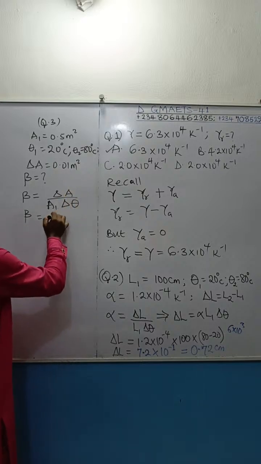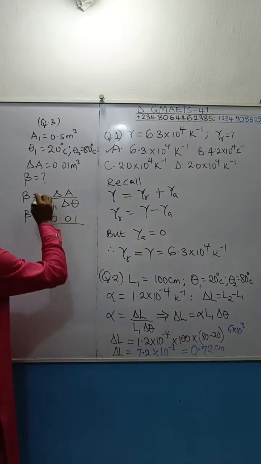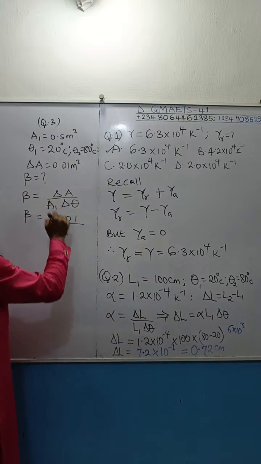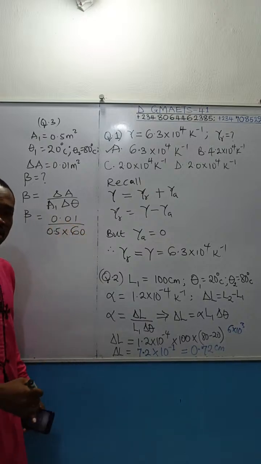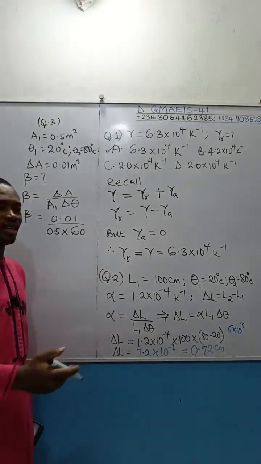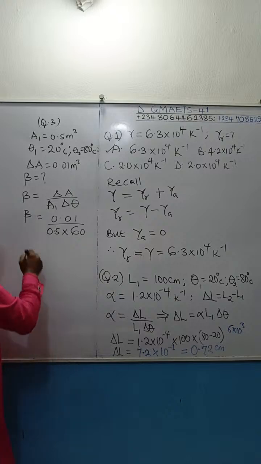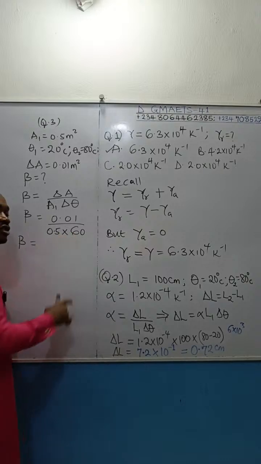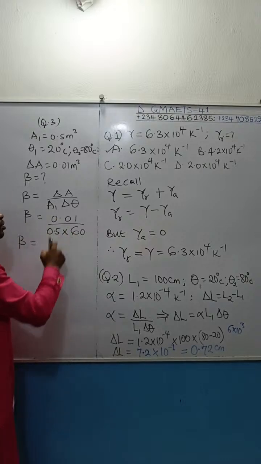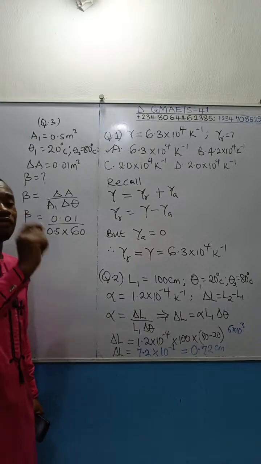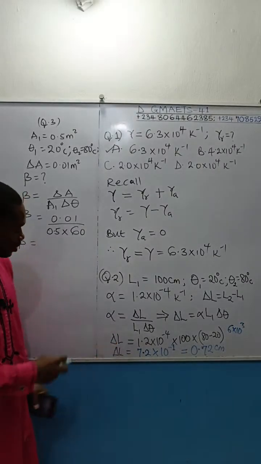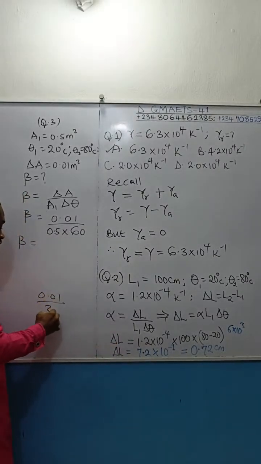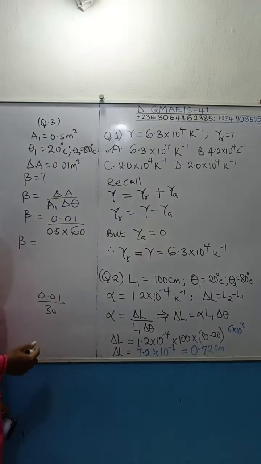So we are looking for coefficient of area expansion. Our change in area is 0.01 divided by the original area 0.5 multiplied by temperature change, which is from 20 to 80, and that is going to give you 60. Are you following, right? So no need of theta 2 minus theta 1. It's a waste of time. So the coefficient of area expansion becomes, let's find out, 0.5 times 60 is going to give you 30. So this becomes 0.01 all over 30. And how can you divide 0.01 all over 30?